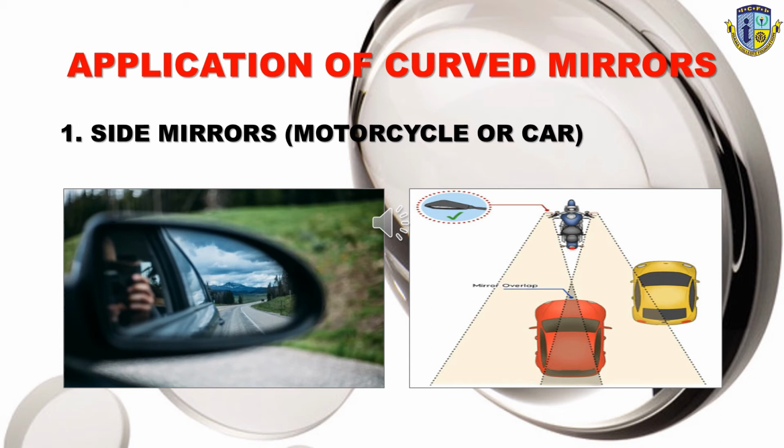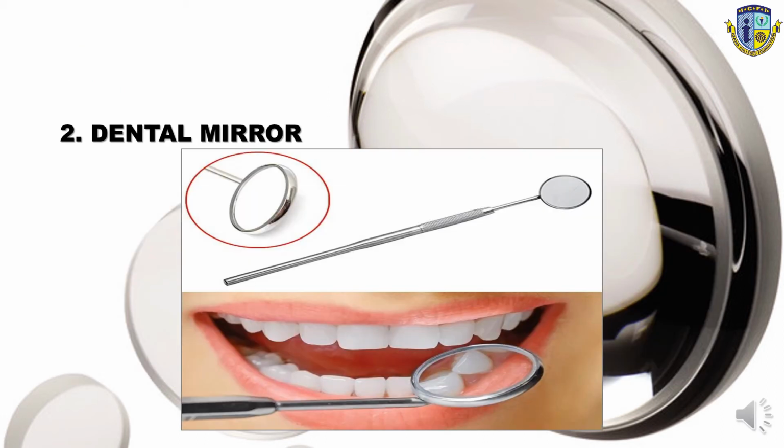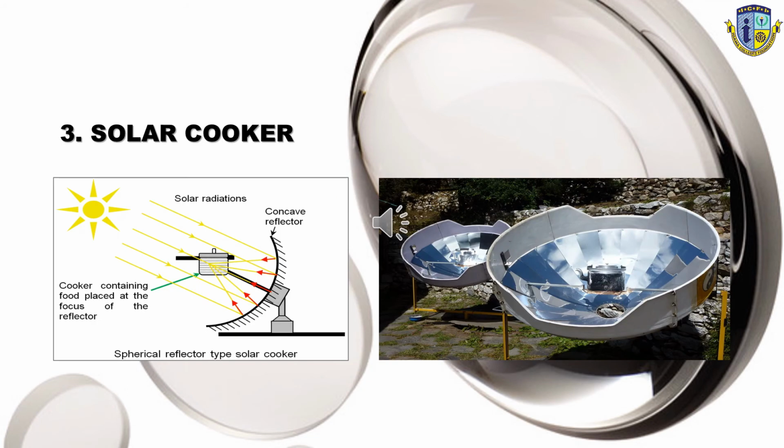Application of curved mirrors. Side mirror. Side mirrors are used as rear view mirrors in vehicles. Dental mirror. The use of a mirror to view a tooth surface or intraoral structure that cannot be seen directly. Solar cookers use mirrors and work on the principle of reflection.